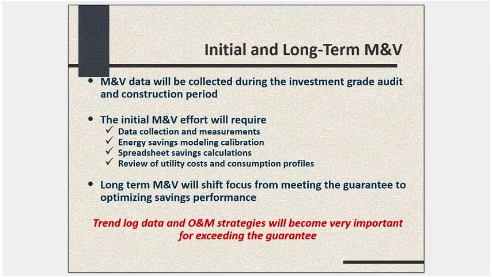So during the initial M&V effort, which I'm sure NORESCO already conducted during the audit phase, they went around and did data collection. They used energy saving modeling to figure out what the savings would be. They may have used spreadsheets, they may have used a little eQuest modeling, and they probably reviewed all your utility costs and consumption profile. I'll just ask Aaron, was there anything else that you guys did, or does that pretty much cover your initial M&V efforts?